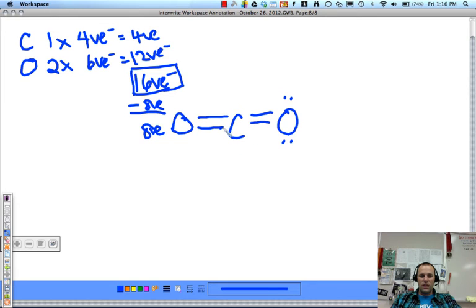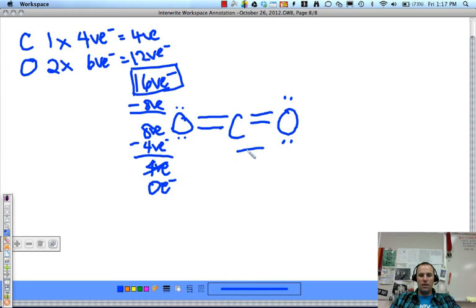How many does this carbon need? You should say none. 2, 4, 6, 8. He's happy in the middle. He's got 4 bonds. That's 8 electrons total. Okay? So of the 8, we've used up 4. We have 4 left to give out. 1, 2, 3, 4. We're down to 0.